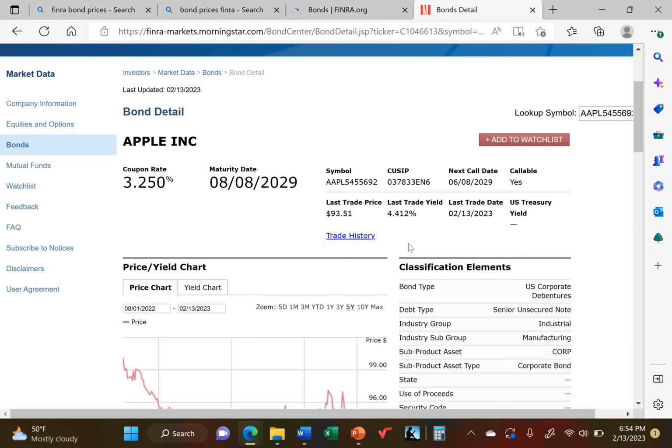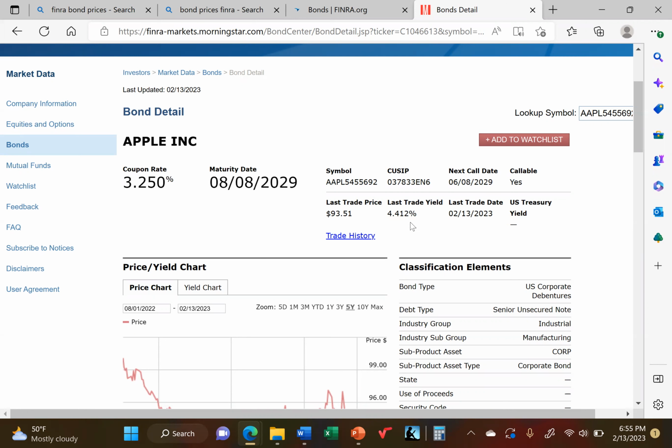Now, why is that? Because if I buy this bond for 93.51, on the maturity date in 2029, I not only get to keep all these coupons, but I also get $100 back. Okay, because that's the face value. And that means I'm going to make a profit just from that part of it of $6.49. Okay, so that's a capital gain. And that plus the coupons will give me a yield or rate of return of approximately 4.412%.